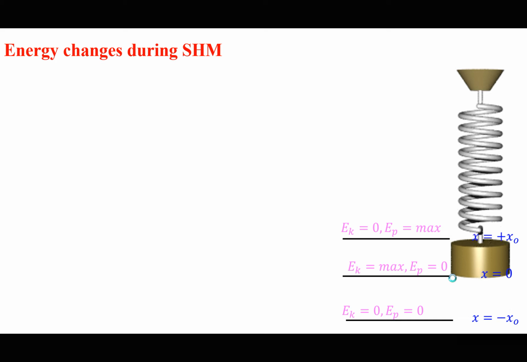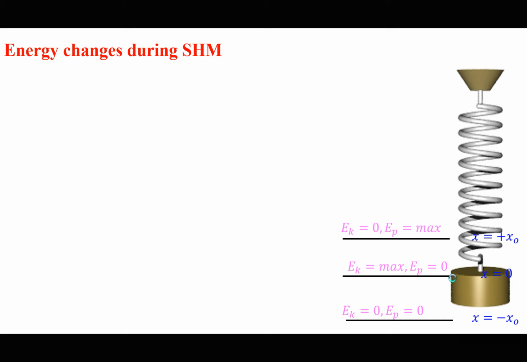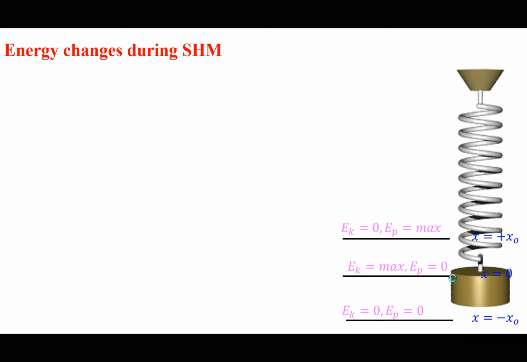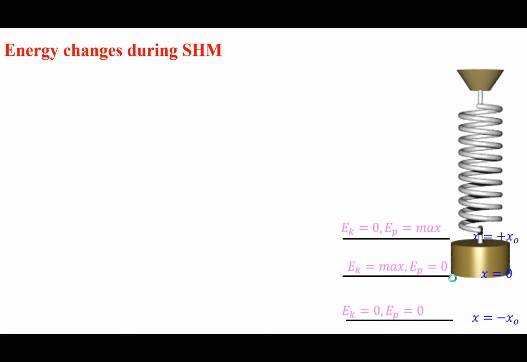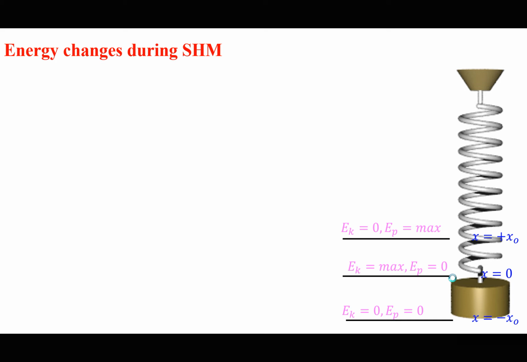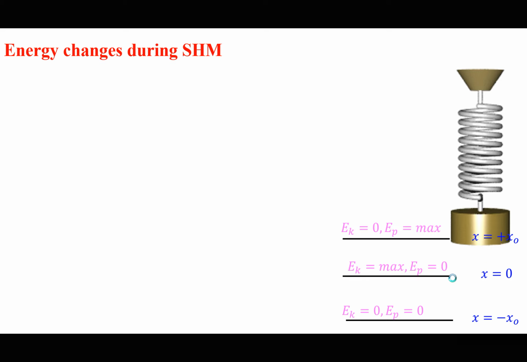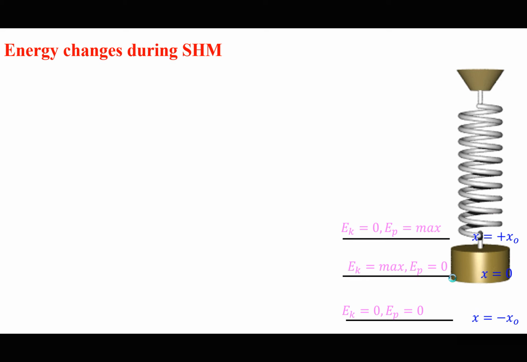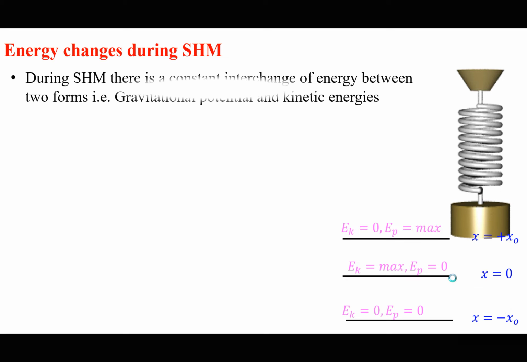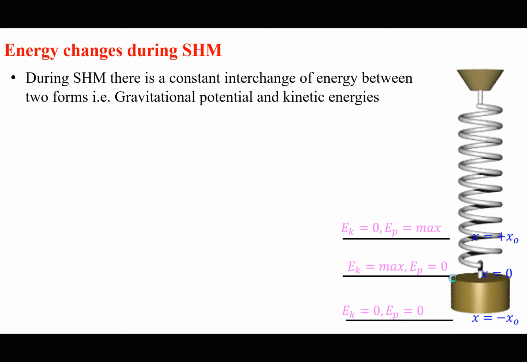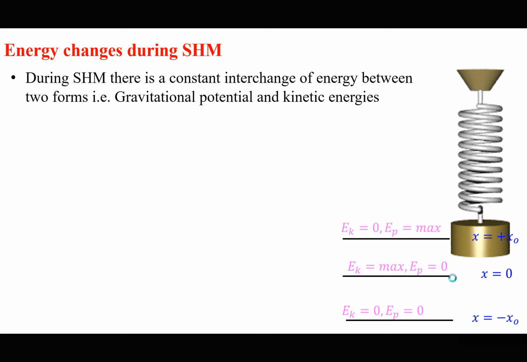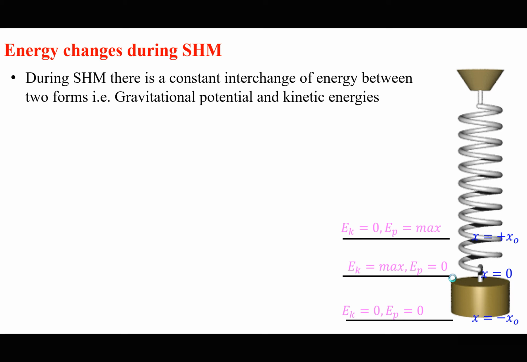So we are going to consider a simple pendulum as one of the easiest ways of understanding the energy changes during simple harmonic motion. Of course, if a body undergoes simple harmonic motion, the body keeps changing positions. That means the displacement keeps changing as the acceleration changes and as the velocity changes. That means the energy forms involved keep on changing. So during simple harmonic motion, there is a constant interchange of energy between two forms that could be gravitational potential and kinetic energy, as we are seeing in this animation here.